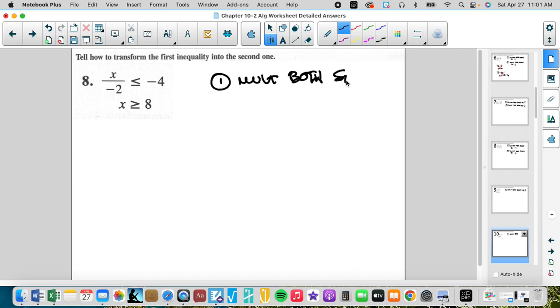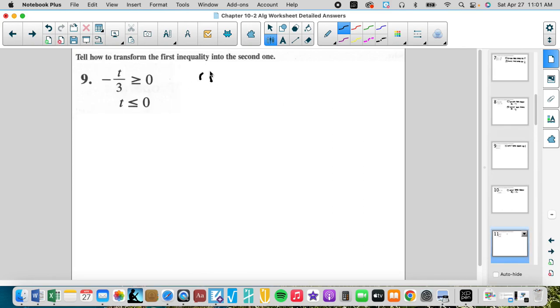Both sides by -2. Multiplying both sides. What gets rid of a -2 in the denominator? A -2 in the numerator. And we'd multiply that -2 in the numerator by -4, which makes +8. And we would flip the inequality because we took a variable that was negative and made it positive. So that was the interesting thing. We are going to multiply both sides by -3.